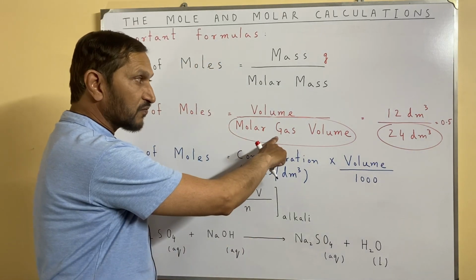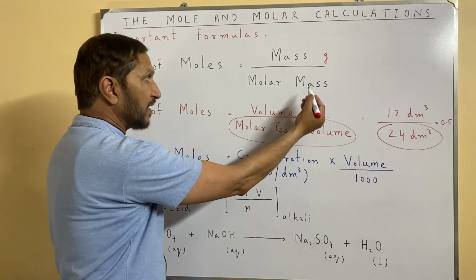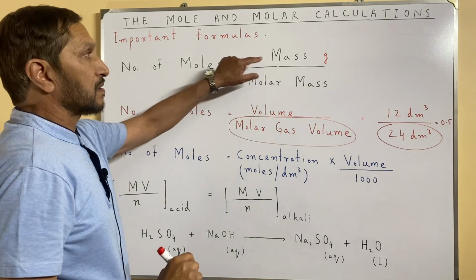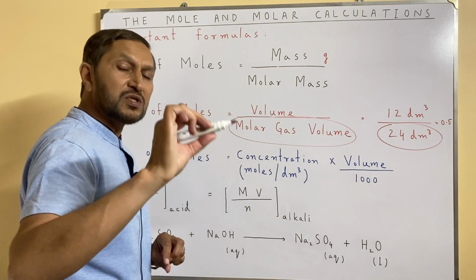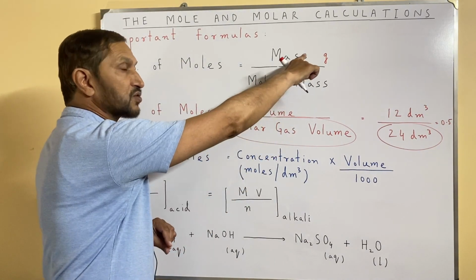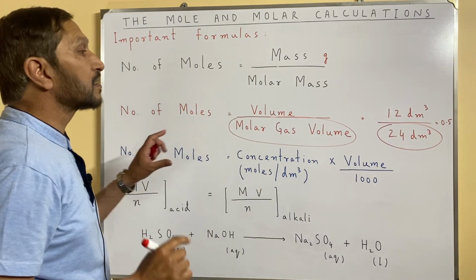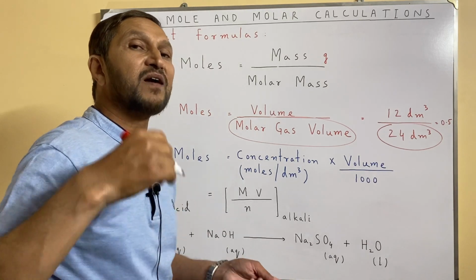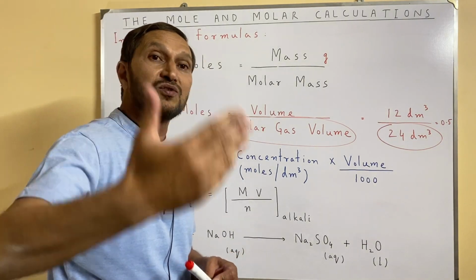So this formula applies for gases, and this formula applies for substances whose mass is mostly taken in grams, in solid form. The third formula applies for solutions, for aqueous solutions. For example, an aqueous solution of sodium chloride. Aqueous means dissolved in water.